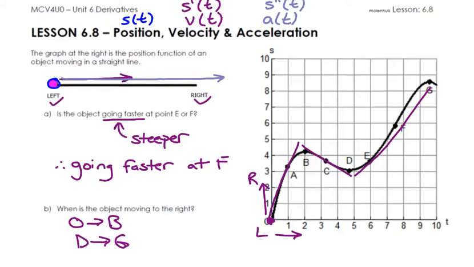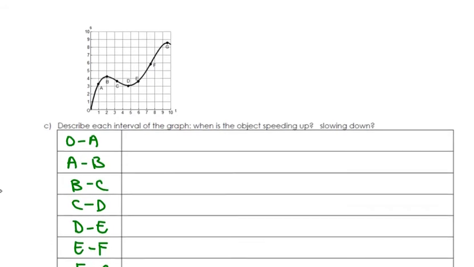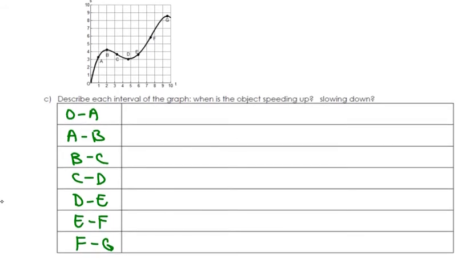Okay, now what I'm going to do is I'm going to take a small little picture, so there's my picture, of the graph because I want to answer some of these questions. Describe at each interval of the graph when is the object speeding up or slowing down. So speeding up and slowing down is not just the velocity, it's the comparison of the velocities. So this is actually talking about your acceleration. So you're going to compare each of your slopes of your tangents in all of the different sections.